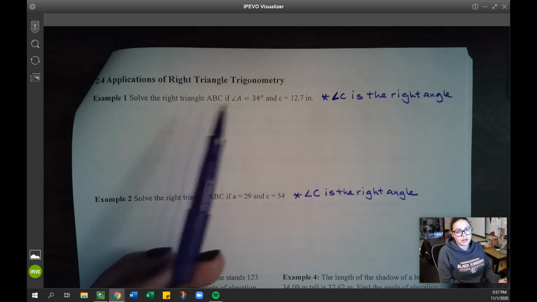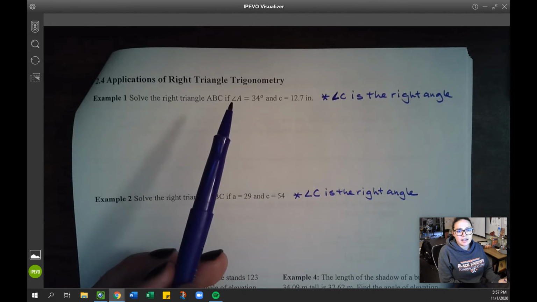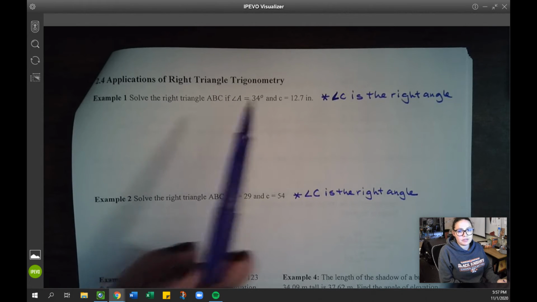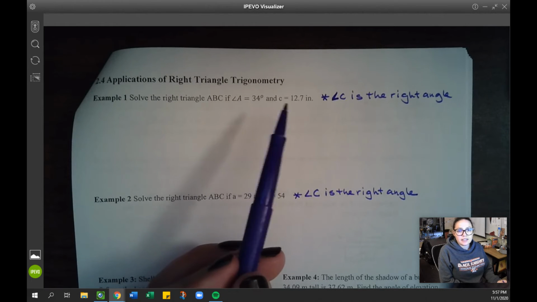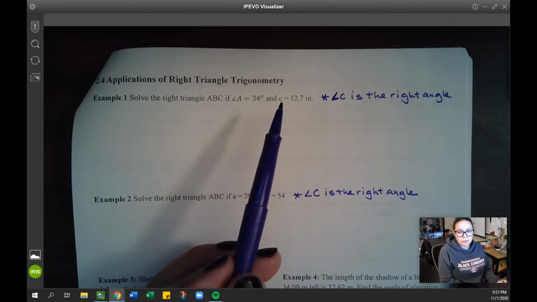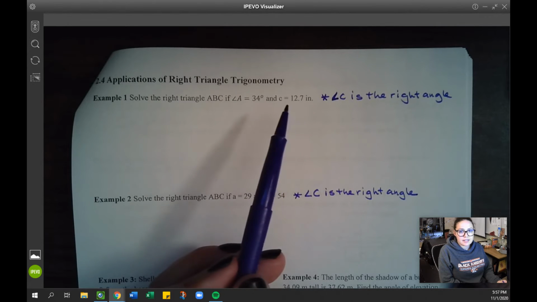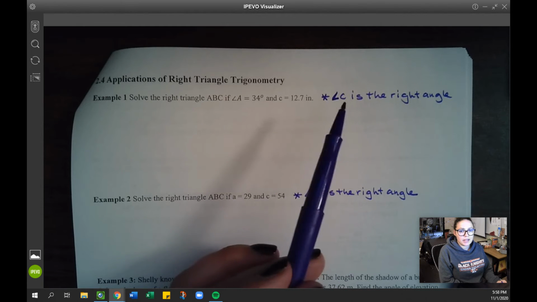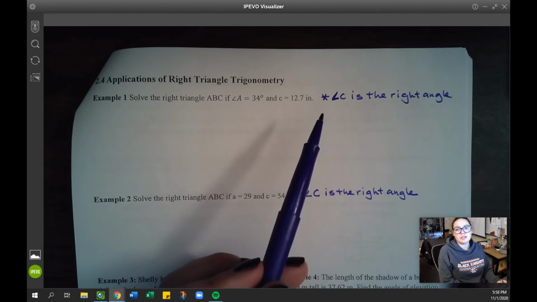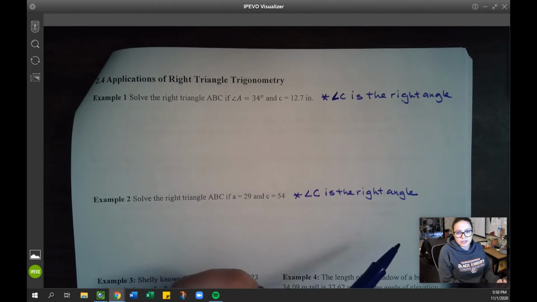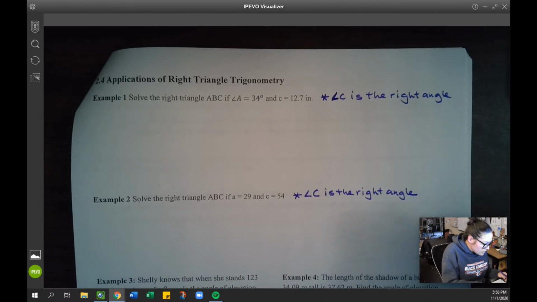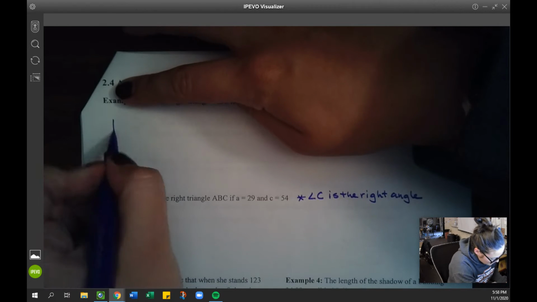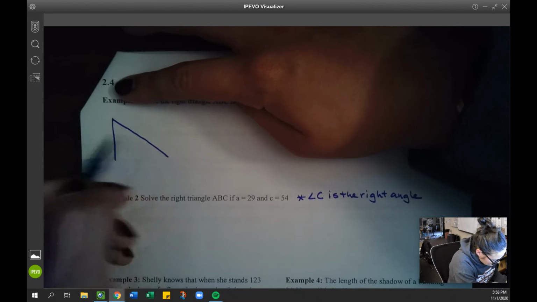We're told that we have a right triangle ABC and angle A is 34 degrees and little c, which would be one of our side lengths, is 12.7 inches. It should tell you what angle is the right angle. And in both cases, we're going to say angle C is the right angle. So the first thing I'm going to do is draw my triangle.